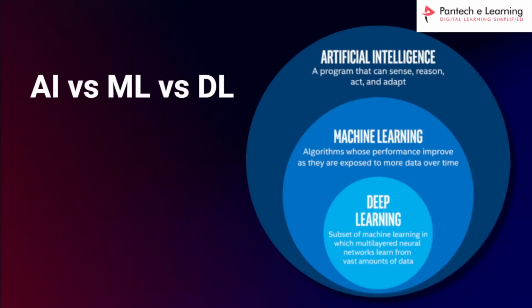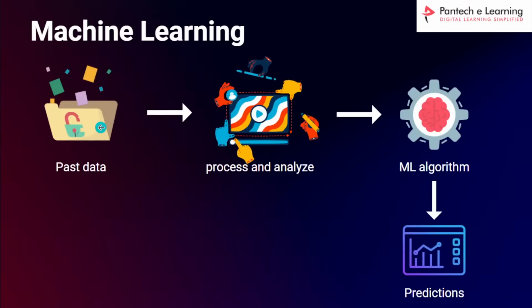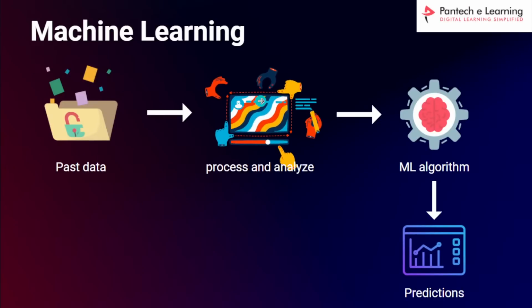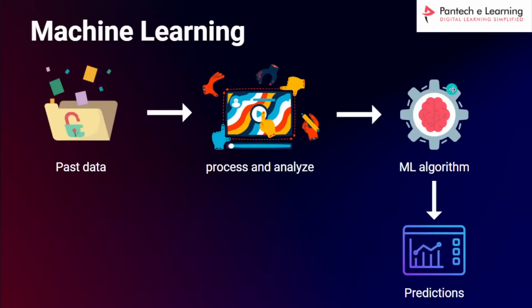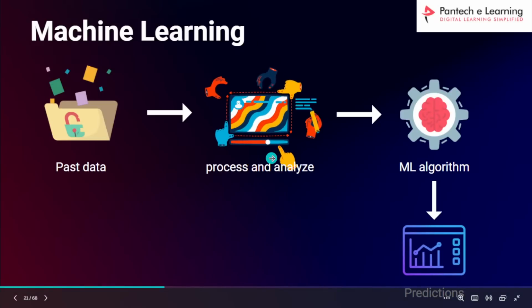So what is a neural network? It is created to mimic the human brain. It is an advancement of machine learning, so it is the subset called deep learning. So this is the difference. In simple terms, in machine learning, you will have the past data, you will process and analyze it with the tools, you will give it to a machine learning algorithm, where it will give you predictions. This is what the life cycle of machine learning is.